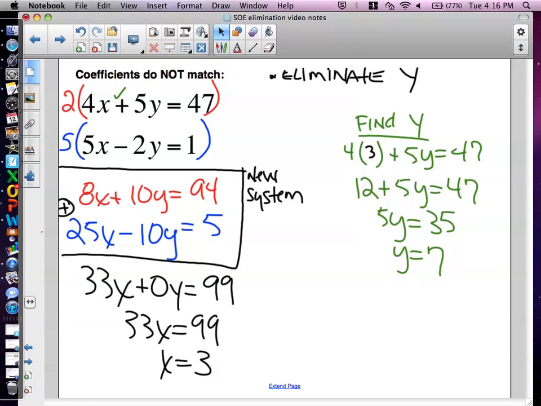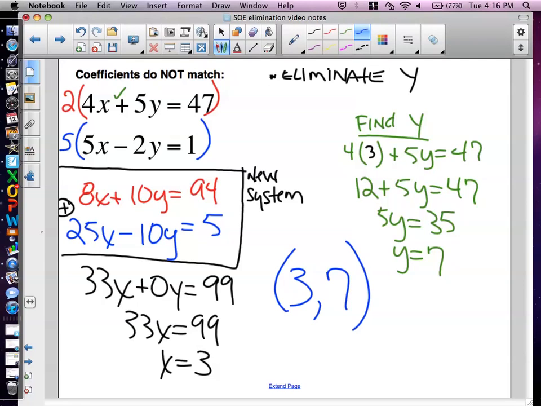So the solution for this system is the ordered pair, positive 3, positive 7. And I will leave the check to you. You can go back to any of the equations and substitute in the x and y values that we solved for, and it should all work out. It should give you a true statement.